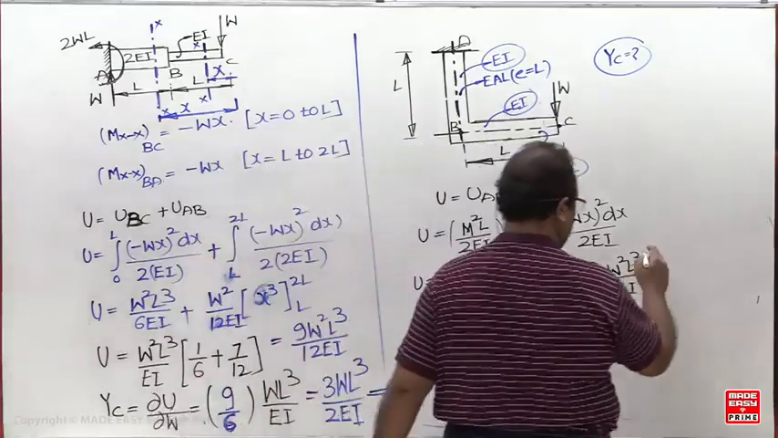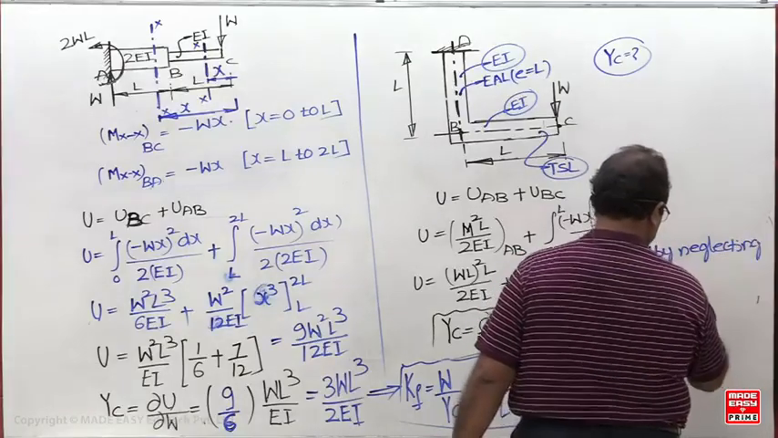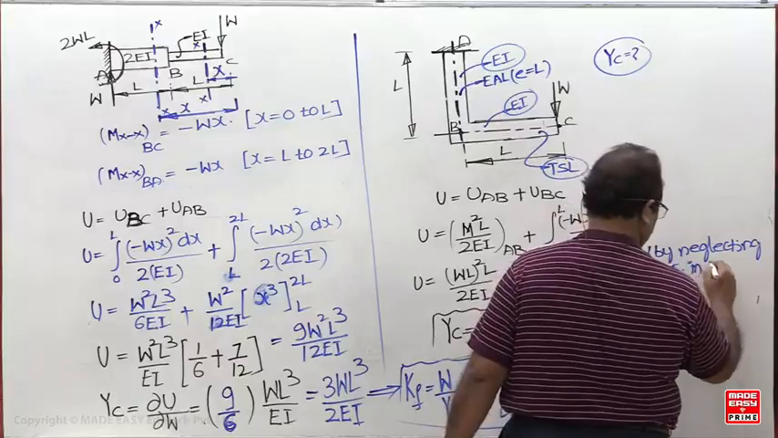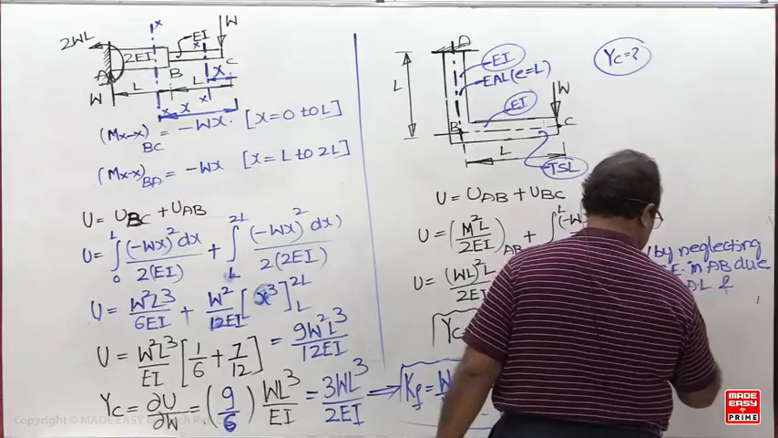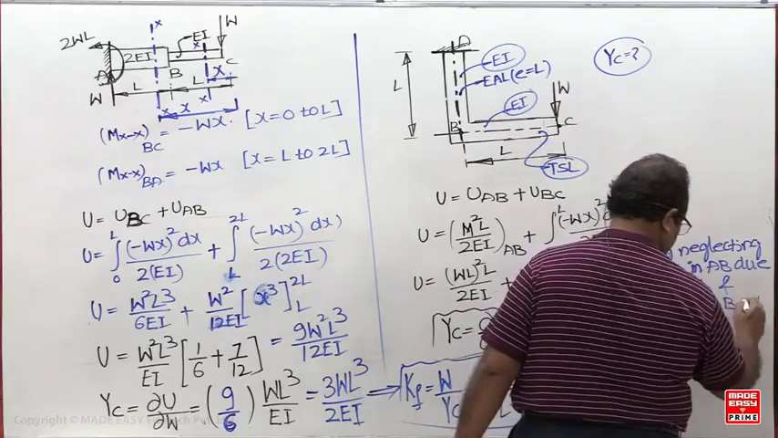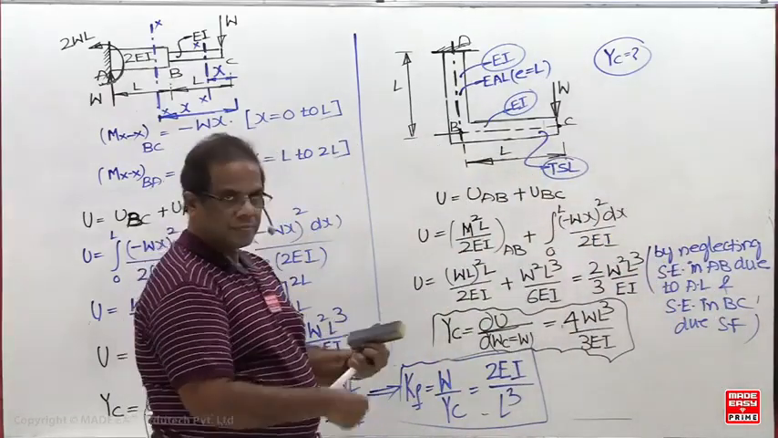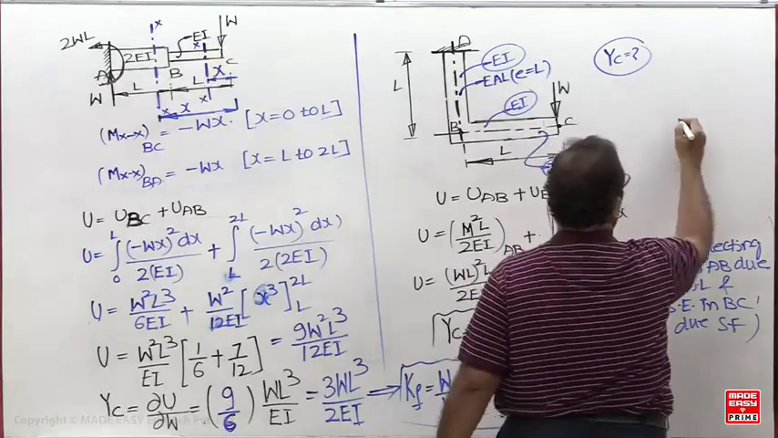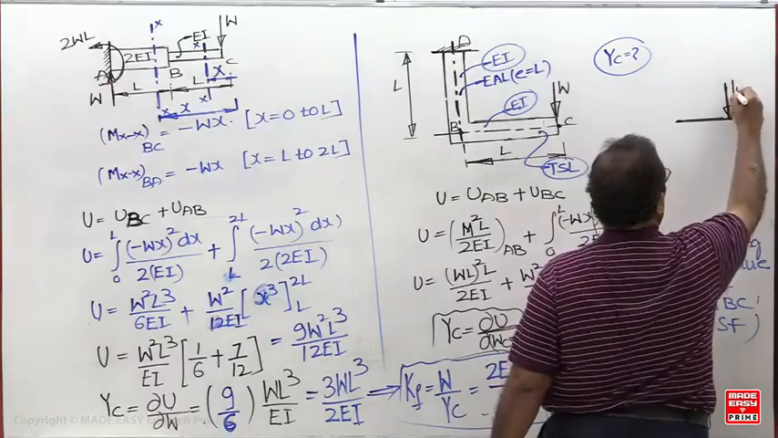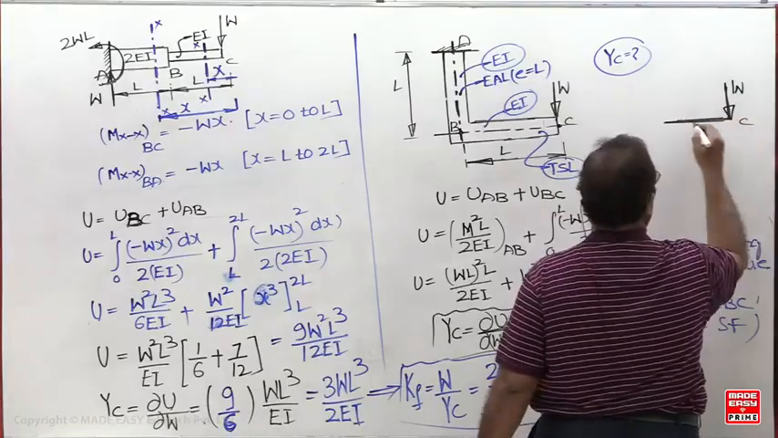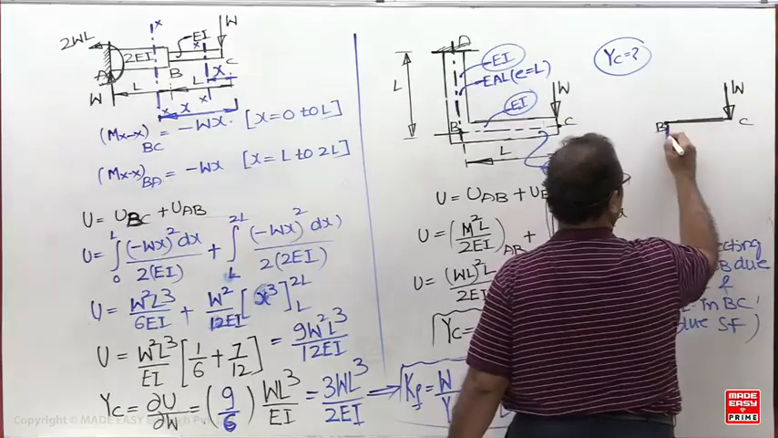But this is by neglecting the strain energy in AB due to axial load and the strain energy in BC due to shear force. If I draw the free body diagram, what will we get now? If I draw the free body diagram, it is just like a cantilever beam.